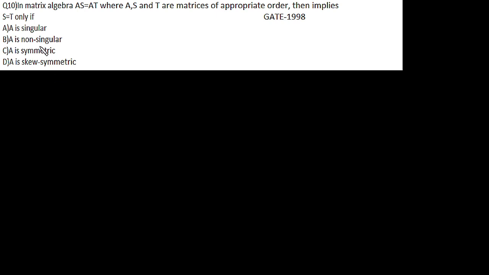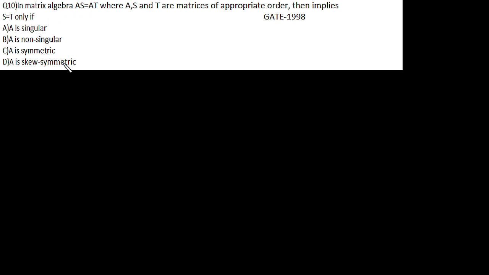Okay, let's move on to question number 10. Question 10 says, in matrix algebra, if S times A is equal to A times T, where A, S and T are matrices of appropriate order, because we have to do the multiplication, so they are in the appropriate order. Then S equal to T implies, if this happens, S equal to T, then out of these four conditions, which condition must be satisfied by this matrix A to equate S and T.